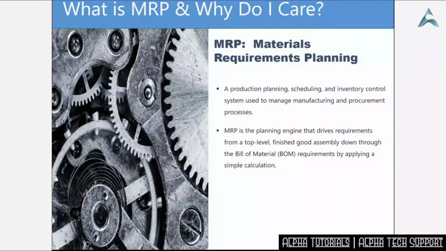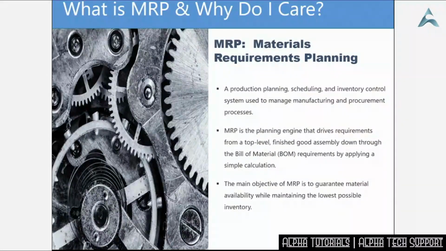MRP is where dependent demand signals are evaluated against available inventory by applying that simple calculation we looked at earlier. In short, MRP is the means by which organizations ensure that material is available for customers and for production while trying to ensure the lowest possible inventory level.